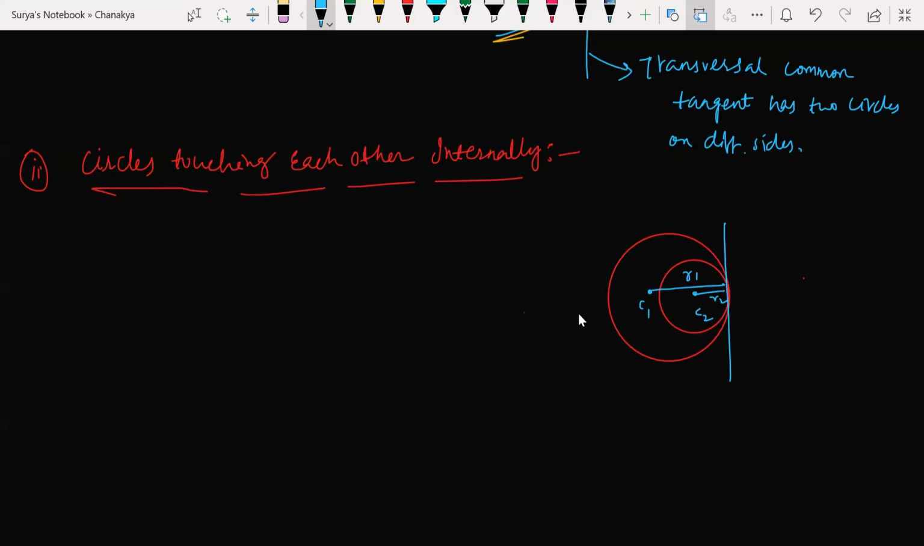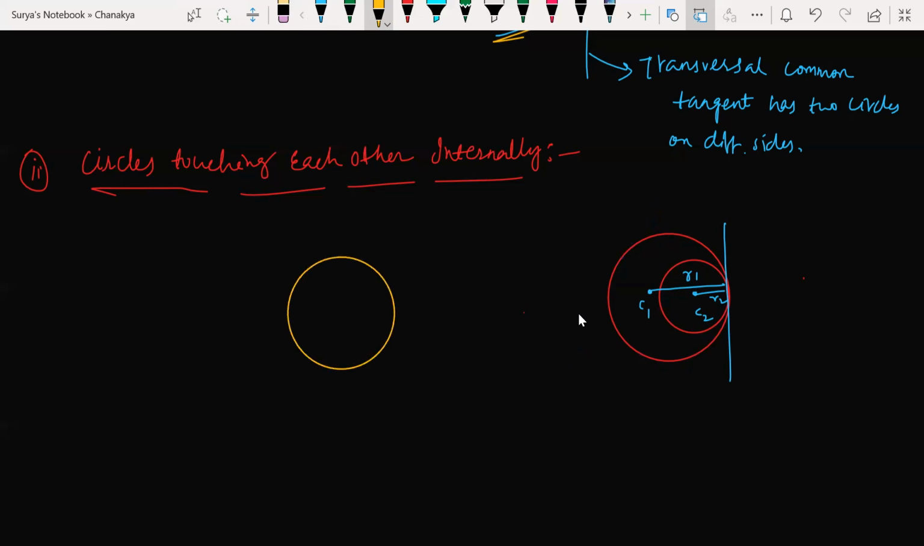Only one common tangent. For both the circles, you can't draw this tangent here. If I draw a tangent like this, it is a tangent for only one circle, the outer circle, circle 1. I am talking about the number of common tangents. Whatever tangent you draw should be a common tangent for both the circles.